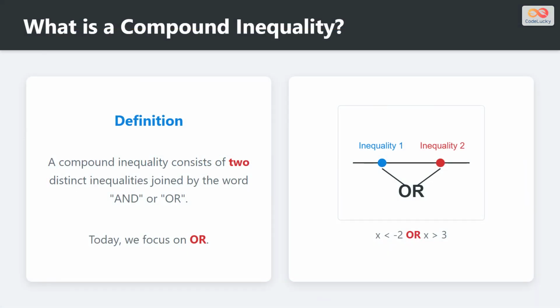So, what exactly is a compound inequality? It is simply two separate inequalities joined by a word. In this lesson, that word is or. This means we are looking for values that satisfy at least one of the conditions given.